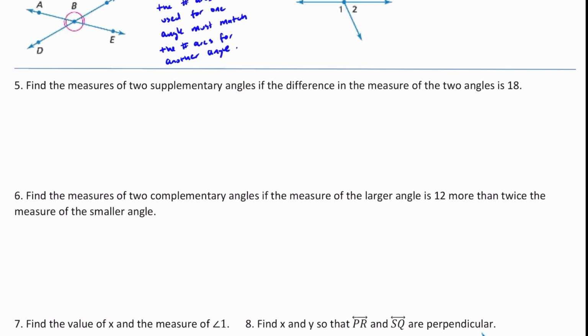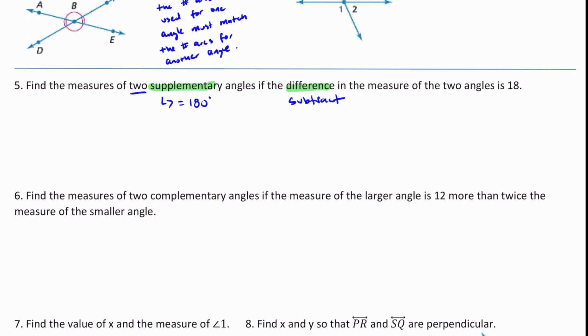Okay, so number 5 says find the measures of two supplementary angles if the difference in the measure of the two angles is 18. So I'm going to go ahead and highlight some key words here. I have supplementary and difference. Now, again, with supplementary, you have to have two angles, and those two angles must add up to 180 degrees, right? And difference just means subtract in mathematics. All right, so again, find the measure of two supplementary angles if the difference in the measure of the two angles is 18.